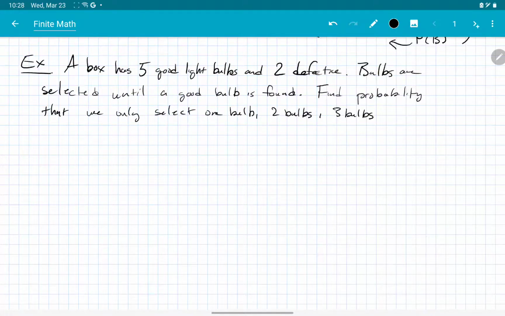What is the probability that we only select 1 bulb? How many good bulbs are there in the box? 5. How many total bulbs are there? 7. So the probability that we select a good bulb right away is 5 over 7. Okay.